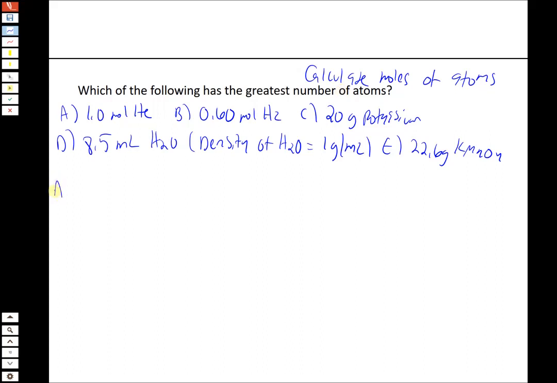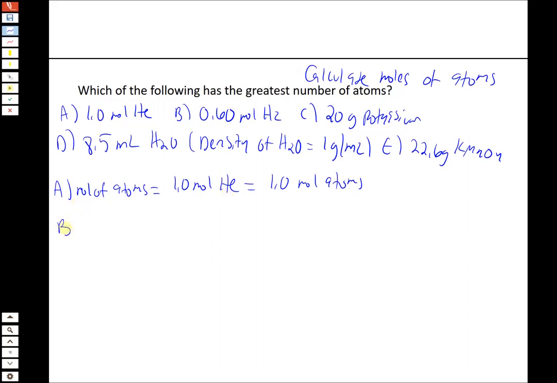So for each of these, we're going to do that. We have 1.0 moles of helium, and we're calculating the moles of atoms. For 1.0 moles of helium, it's just going to be 1.0 moles of atoms, because helium is made up of atoms. If you have 1 mole of helium, you have 1 mole of atoms. It's an atomic element, just made up of helium.